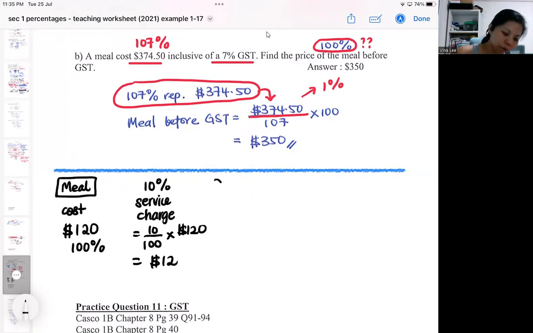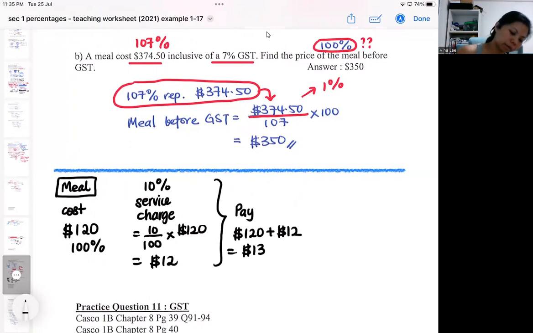So now you will need to pay this. You need to pay this. The $120 is the goods. So the item that you eat is under what we say goods and services tax. So it's the goods. Then the service is the S, the service charge. So the $12 actually goes to the restaurant.